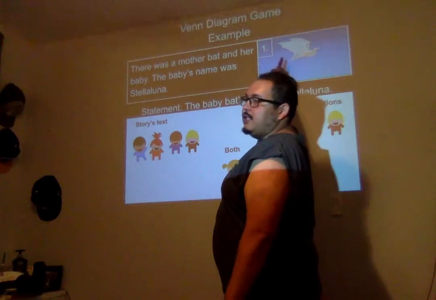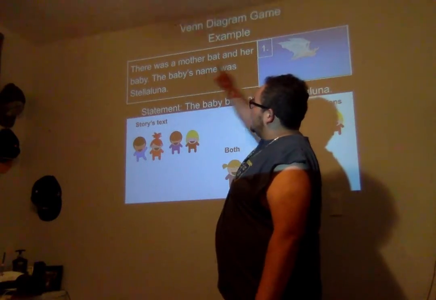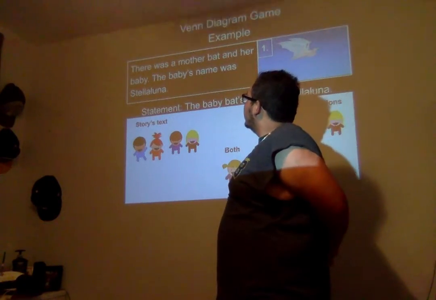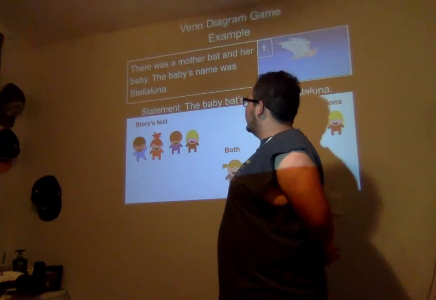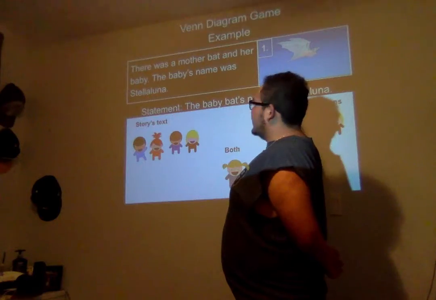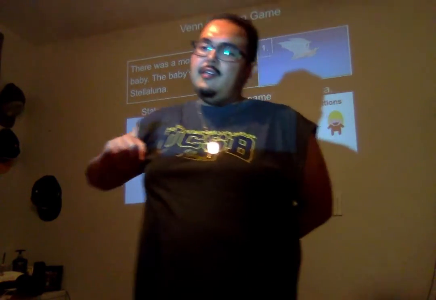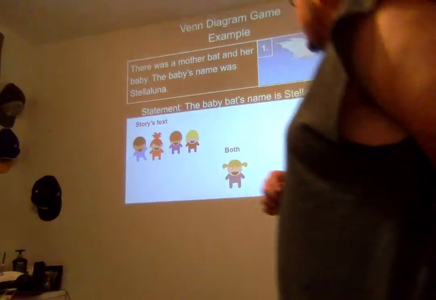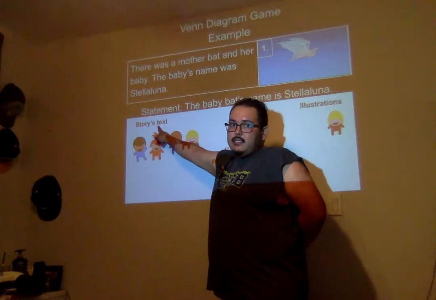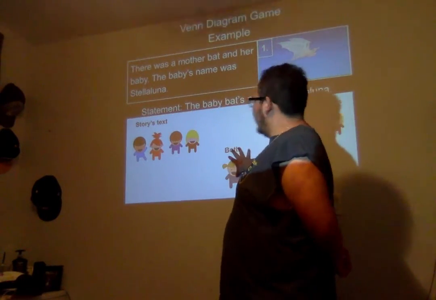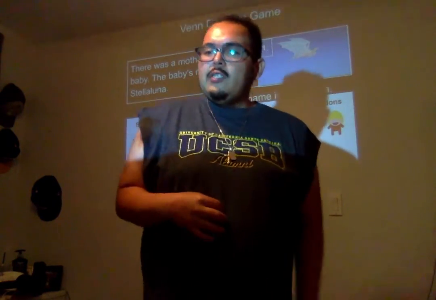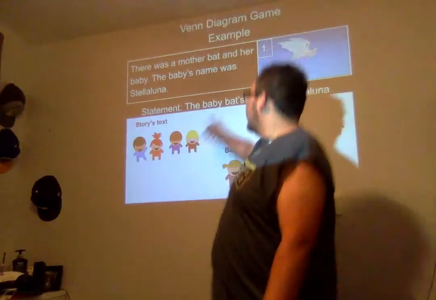Here's the text and here's the image. So let's see. The text says, there was a mother bat and her baby. The baby's name was Stellaluna. Now the statement I'm going to make is the baby bat's name is Stellaluna. Let's take a look at her picture. We have a lot of students here next to story text. We have a student here at both, and a student in our illustrations section. Who could tell me what section they believe is correct for this statement?